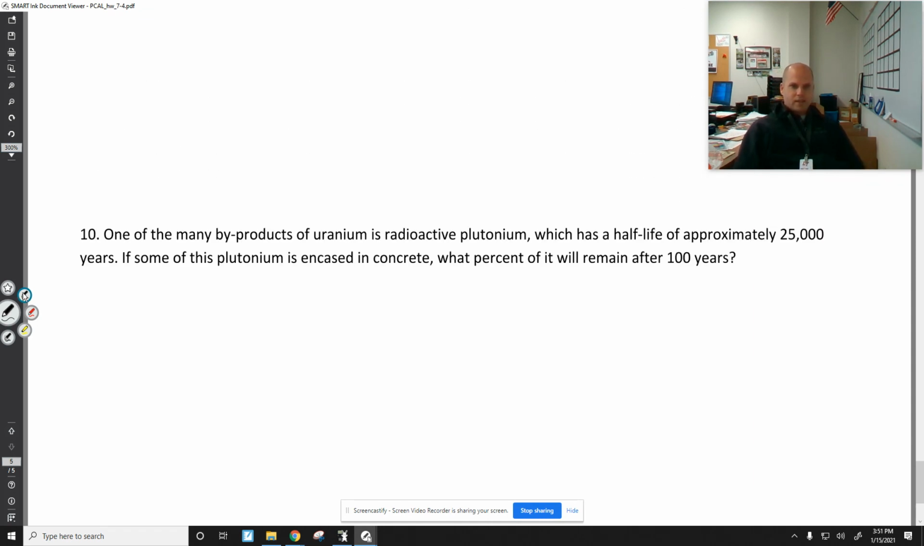One of many byproducts of uranium is radioactive plutonium. I feel like we're in Back to the Future here. Plutonium. Anybody watch Back to the Future? You should. It gets better and better the older you get. I'll tell you why later. Plutonium has a half-life of 25,000 years. Yikes. If some of this plutonium is encased in concrete, what percent of it will remain after 100 years?